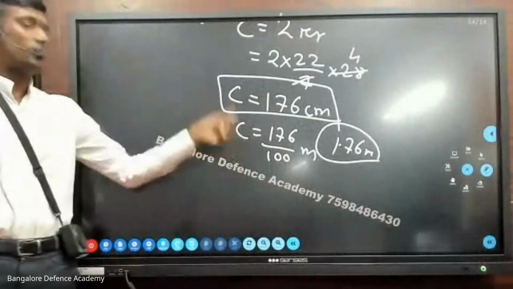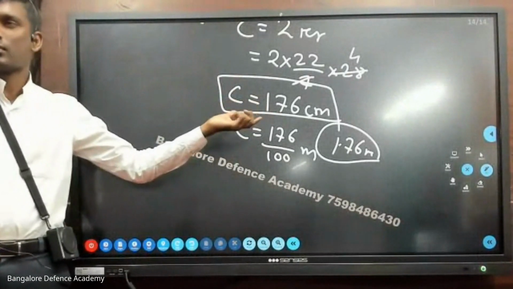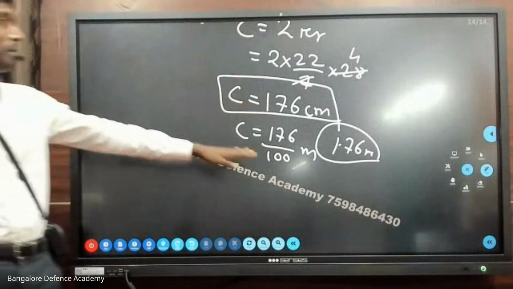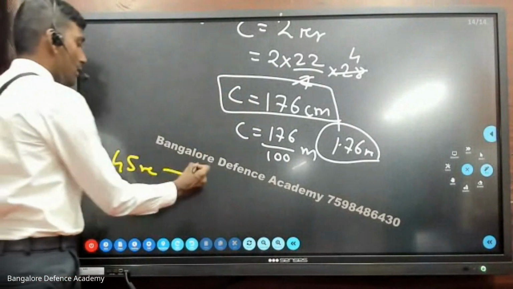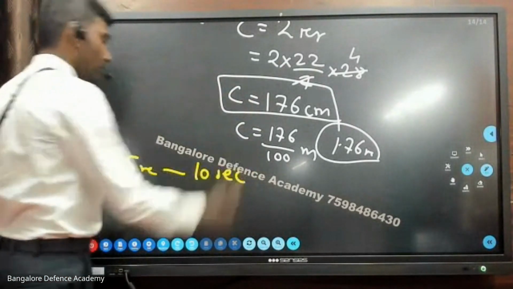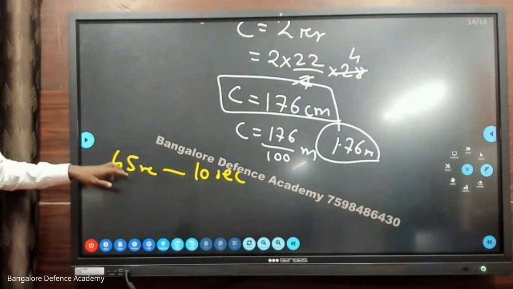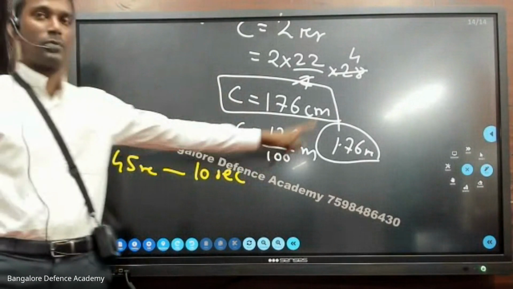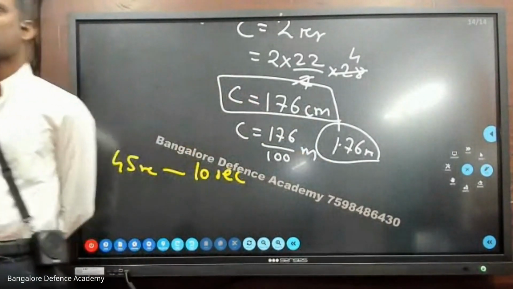In one revolution, the wheel is rotating how much? 1.76 meter. Do you all understand? Now the data was 45 revolutions in how many seconds? So can you tell me, in one revolution it is 1.76, so 45 revolutions is how much? Calculate.